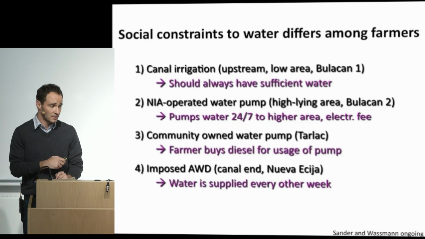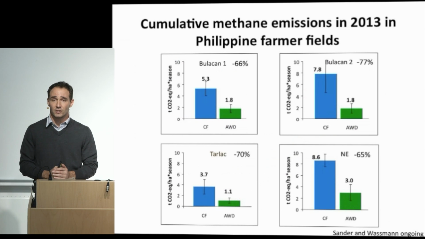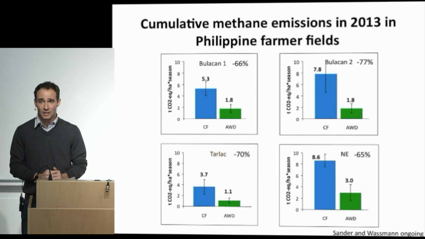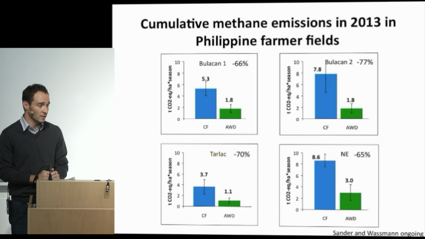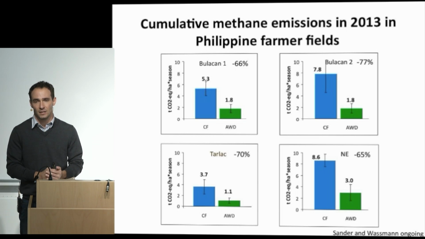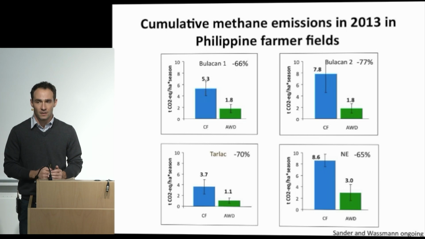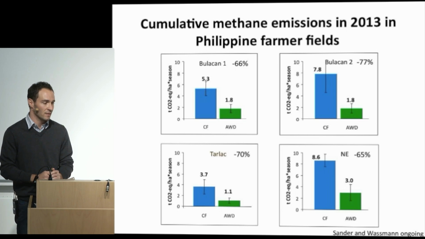And basically what they see is dramatic reductions in methane emissions in the farmers' fields, in the communities, upwards of 77%. They also have nitrous oxide data. I'm just not showing it here. You do see a slight increase in nitrous oxide with alternate wetting and drying, but it's not enough to offset the large decreases in methane.